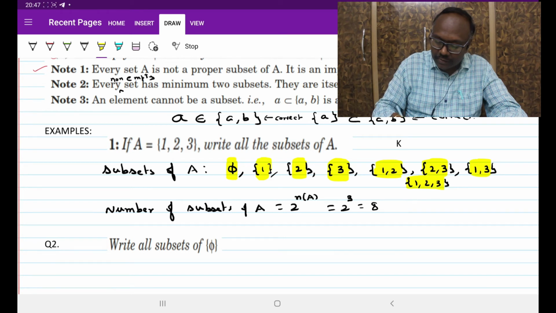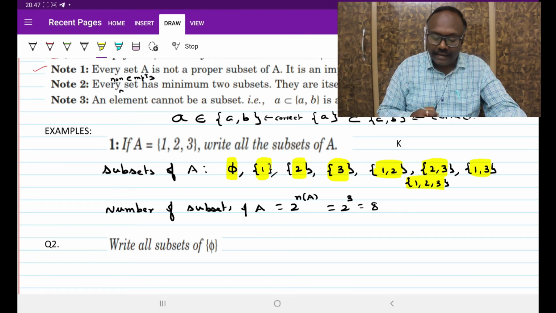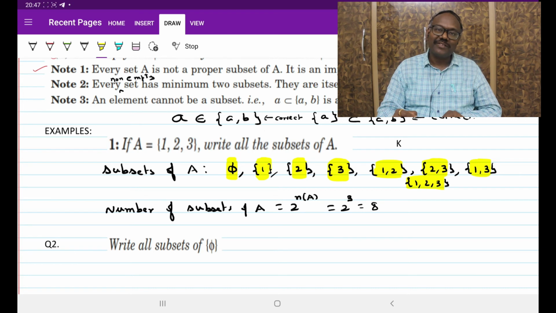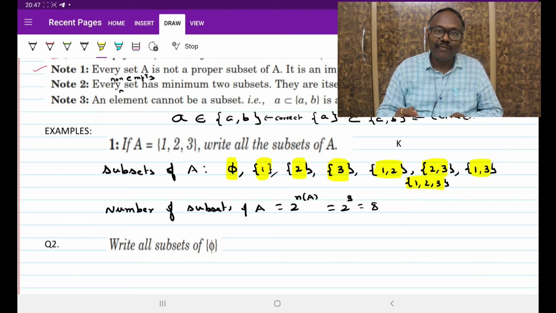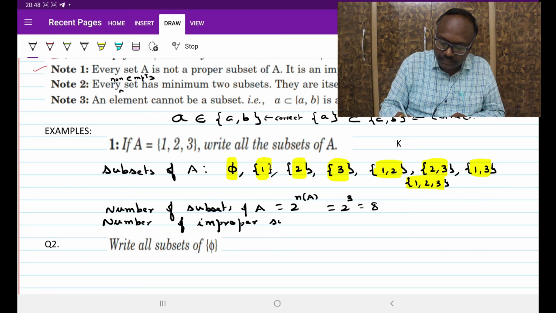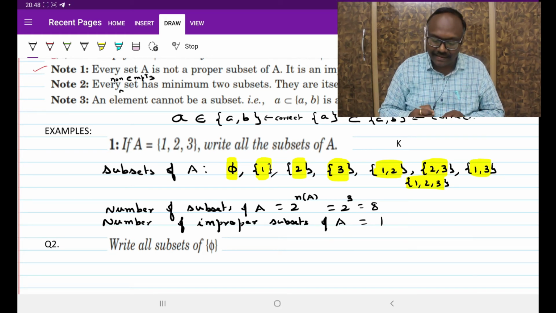So in total we have 1 2 3 4 5 6 7 8. So we got totally 8 subsets. Now as we have seen, the only subset which is not a proper subset is the set itself. So if we are asked to find the number of improper subsets, we can write number of improper subsets of A. The answer is 1. There is only one improper subset, which is the set itself.